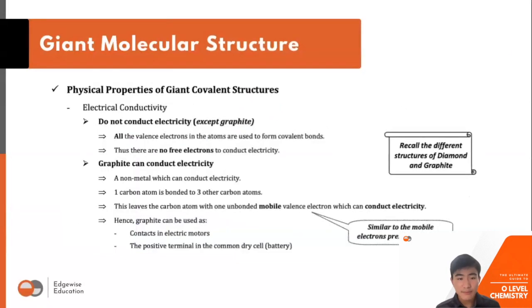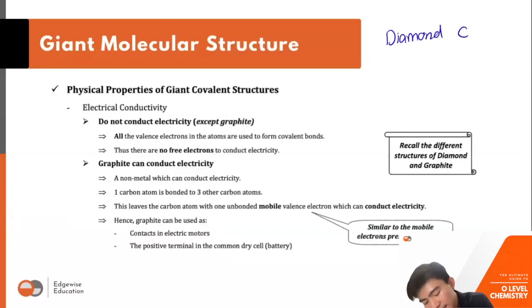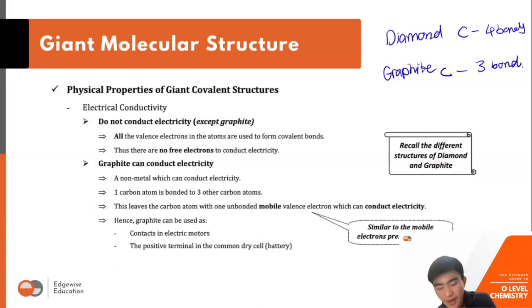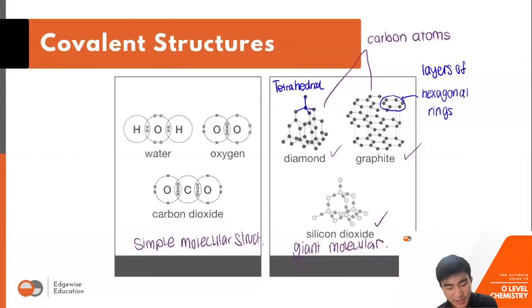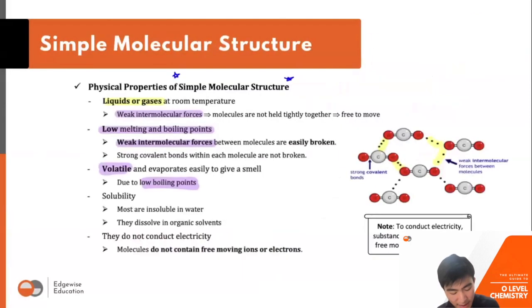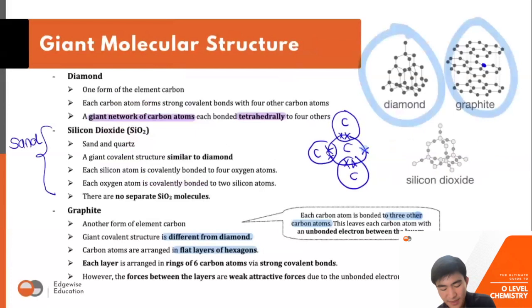Now, giant molecular structures have this special characteristic. Just now I said diamond. Carbon has 4 bonds. What about graphite? In graphite, carbon has 3 bonds only. That means that for every carbon, I'll show you again. For every carbon over here, look at this carefully. Where is my carbon? Here.